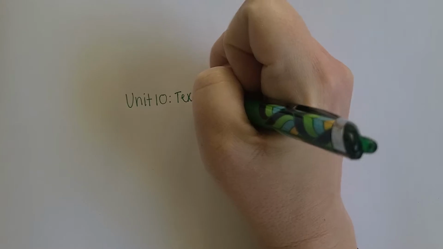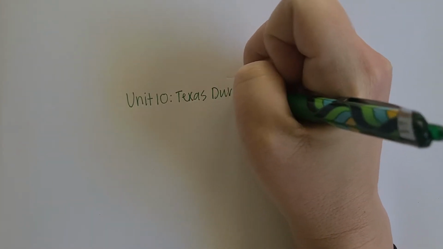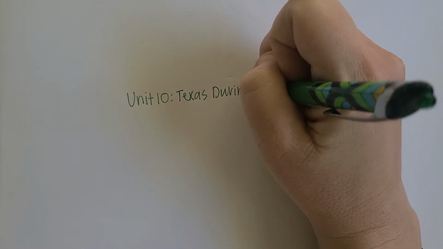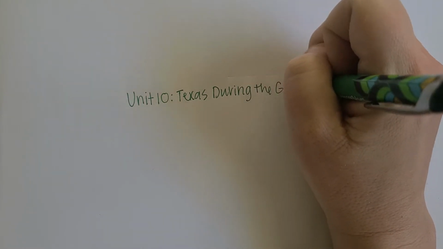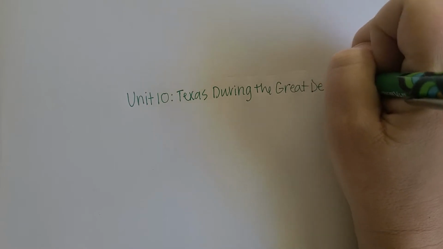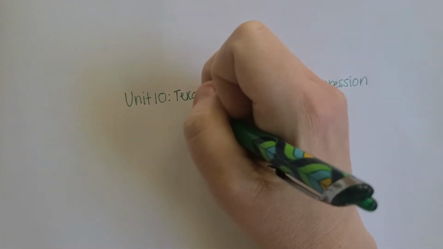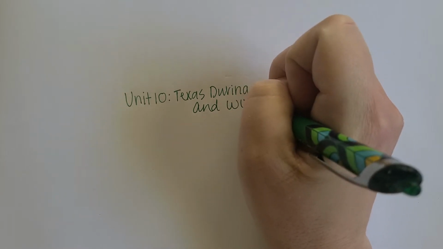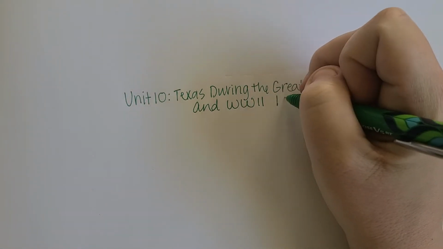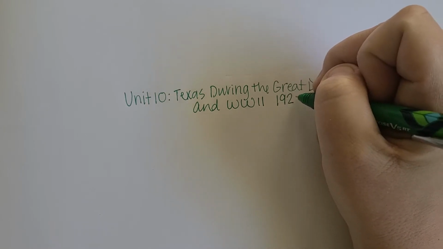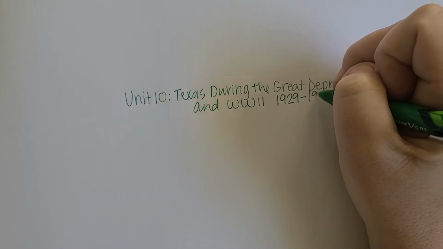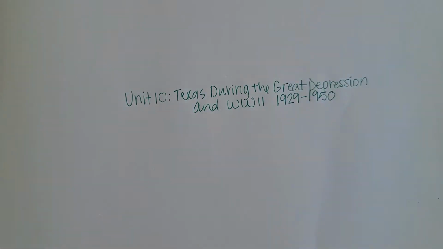Dearest Texas history scholars, today we will be making a study guide for Unit 10, Texas during the Great Depression and World War II. These events cover 1929 to 1950.